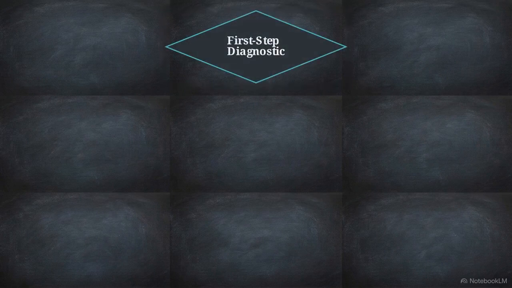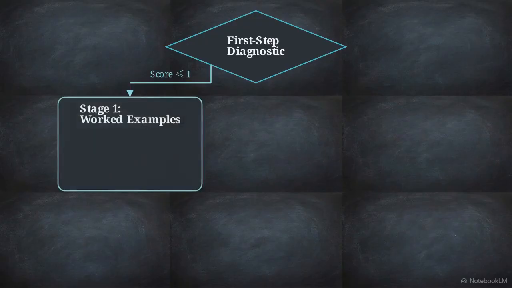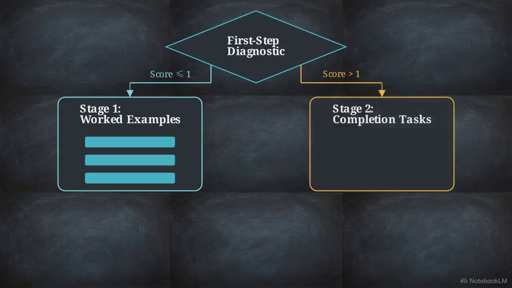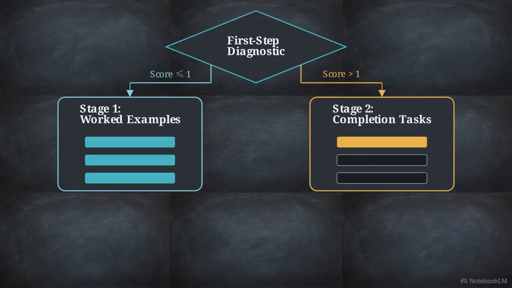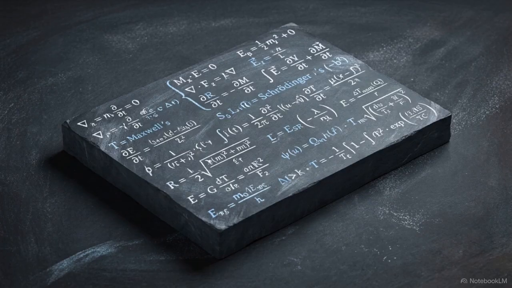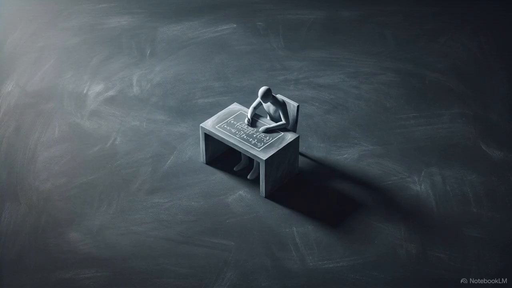This architecture uses rapid diagnostic probes to govern the entire learning process. Failing the initial first-step diagnostic routes a novice to stage 1, where fully worked examples help build foundational schemas. A learner who passes the diagnostic moves directly to stage 2, beginning with completion tasks that demand more independent problem-solving. Instruction remains tailored through a phase-exit diagnostic loop. If a learner fails to demonstrate schema acquisition during practice, the system loops them back to more explicit examples. As expertise solidifies, the system reaches the terminal stage. It removes all explanations and leaves only pure, unguided problem-solving.